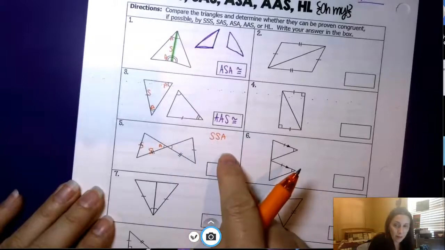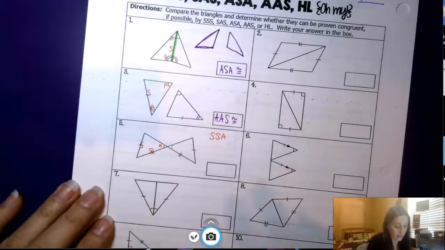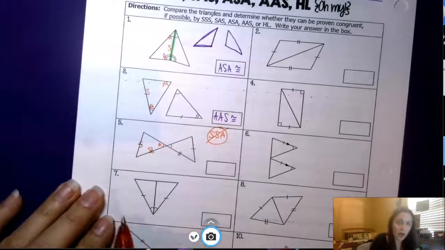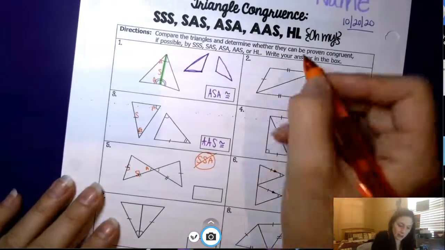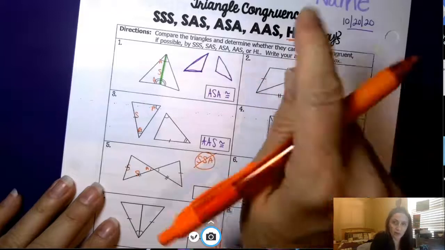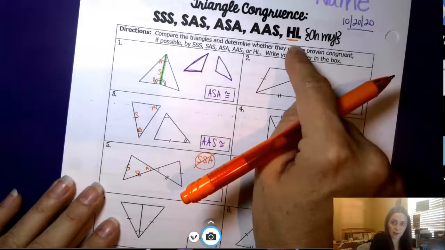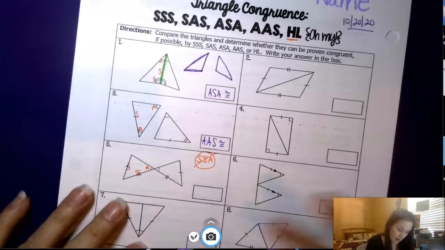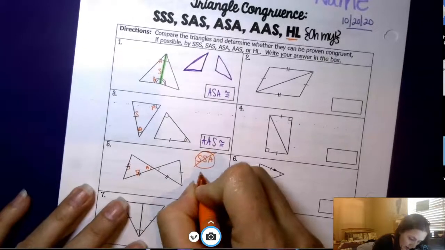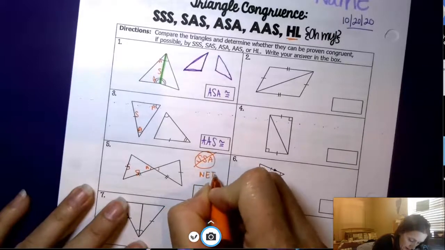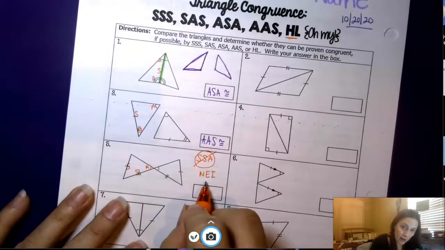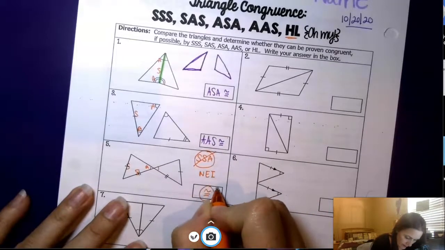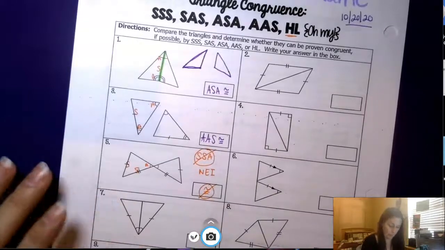I'm always going to write it that way. If you write it the other way, it's the bad word. Hopefully we remember that the bad word does not work unless it's a special case of HL. So you have to have a right triangle for SSA to work. Well, so SSA doesn't work, so this is not enough information, NEI, not enough information, or you can just say it is not congruent. Something like that.